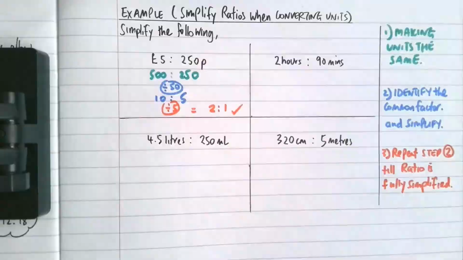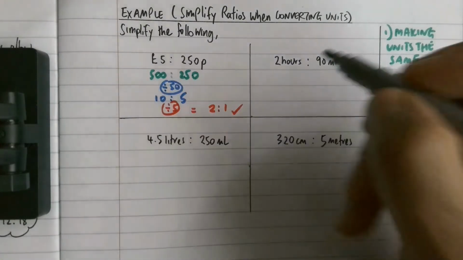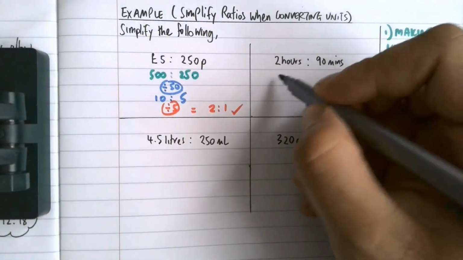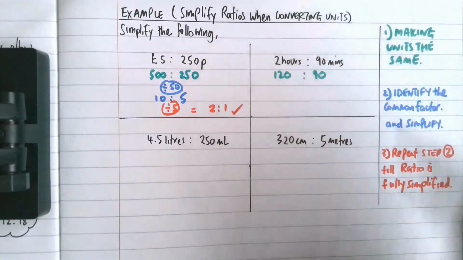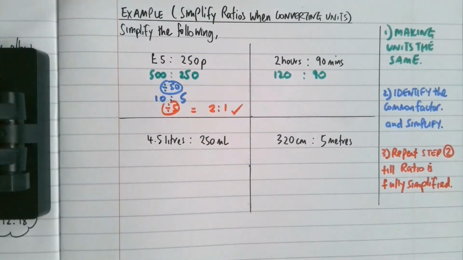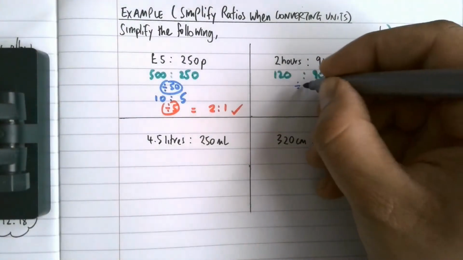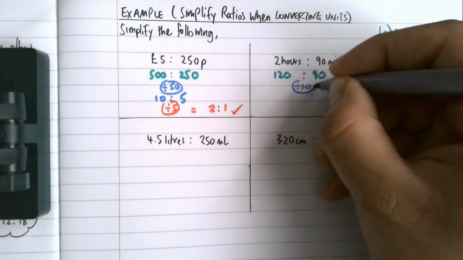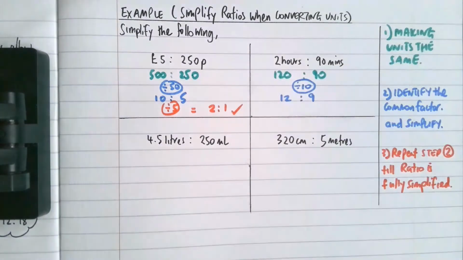Now the second one, again, we know that there are 60 minutes in an hour, so in 2 hours there's going to be 120 minutes, so it becomes 120 to 90. We can drop the units now that once they're in the same units, we don't need to write the units in the ratio. Second step is then to identify a common factor and simplify. So the common factor is 10.